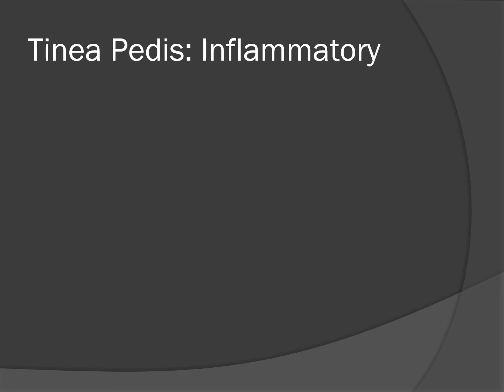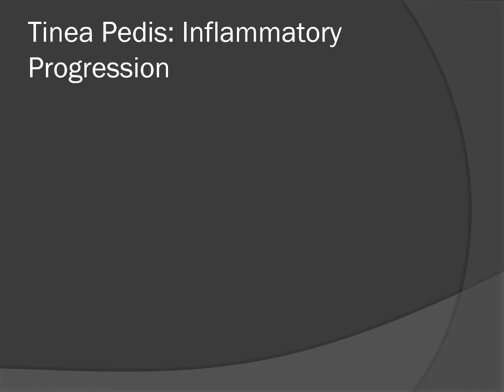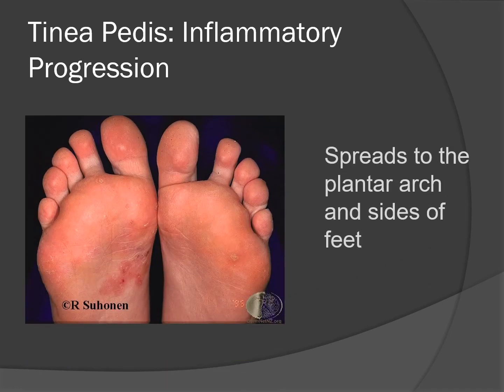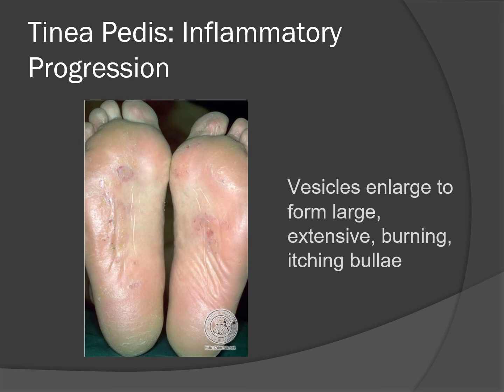In the inflammatory form of Tinea Pedis, it starts out as pruritic vesicles in the interdigital webs, and this is usually caused by Trichophyton mentagrophytes. From these vesicles in between the interdigital webs, they spread to the plantar arc and sides of the feet, and later on, vesicles enlarge to form large, extensive, burning, itching bullae that may involve the soles of both feet.